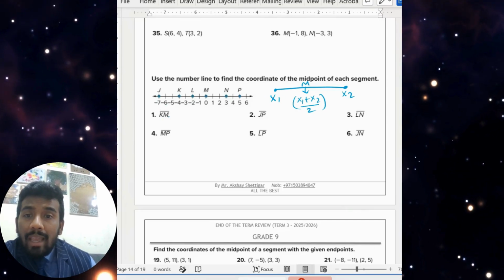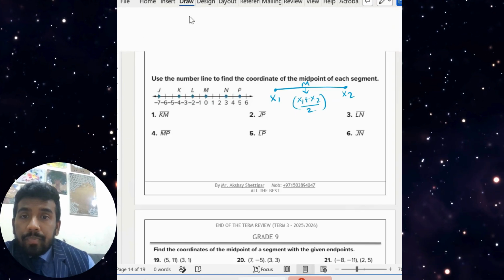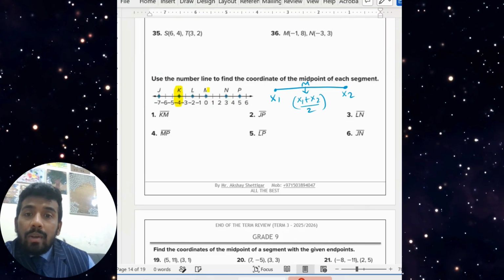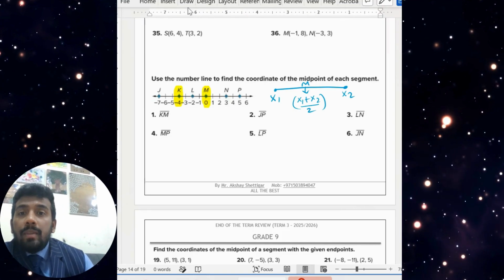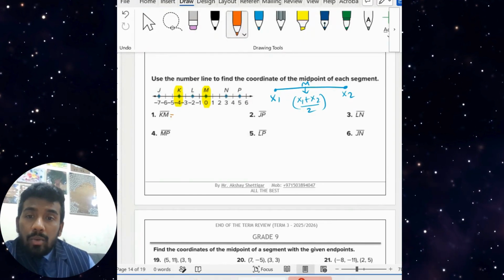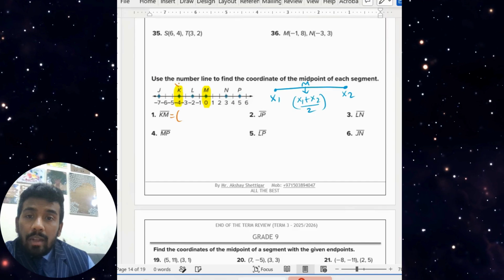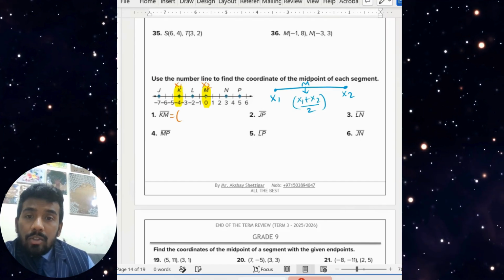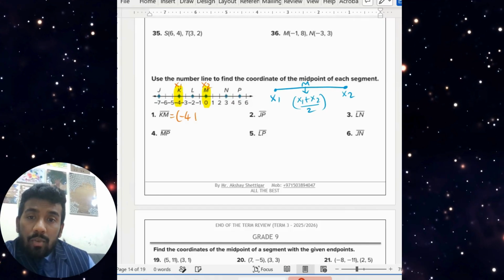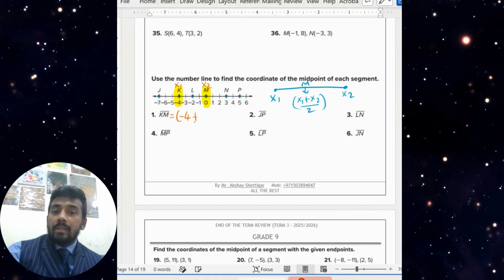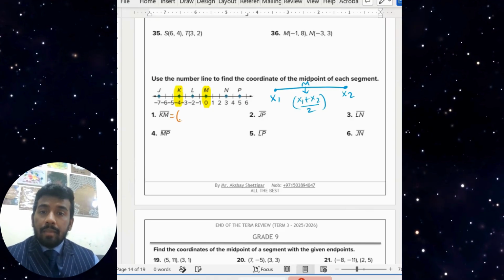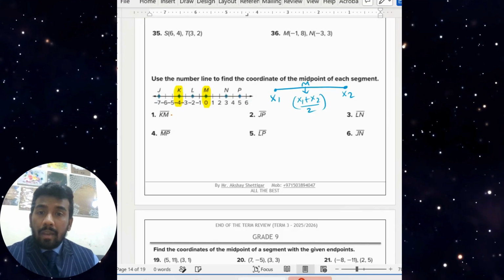So if I want KM, now where is K? K is here. That's minus 4. Where is M? 0. So to find the midpoint, this is your x1, this is your x2. We add both of them and divide by 2. Minus 4. Okay, so don't write like this. So for KM, I'll write like this.